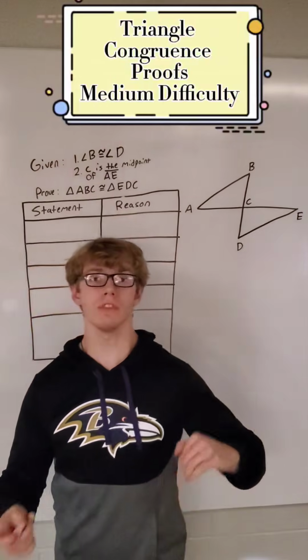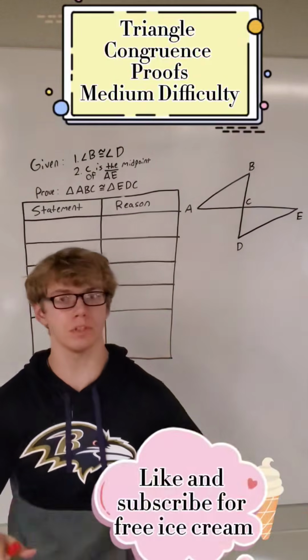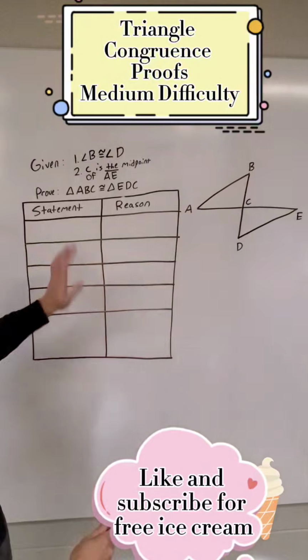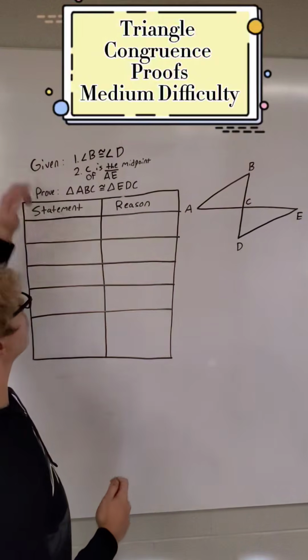Triangle congruence proofs are some of the most confusing things that you will see in geometry. However, we are going to make it as easy as possible to understand. Okay, so this is going to be our medium example, medium difficulty. Looking at this, we are given two pieces of information.